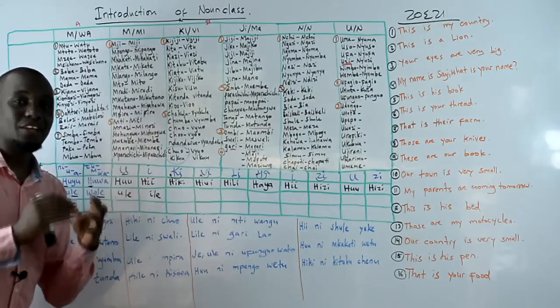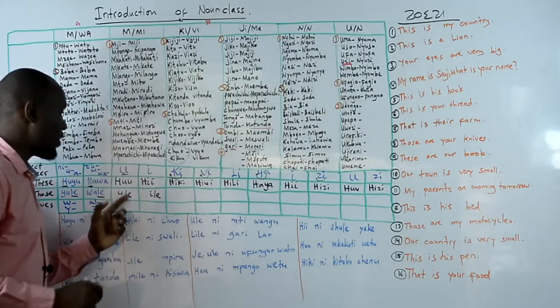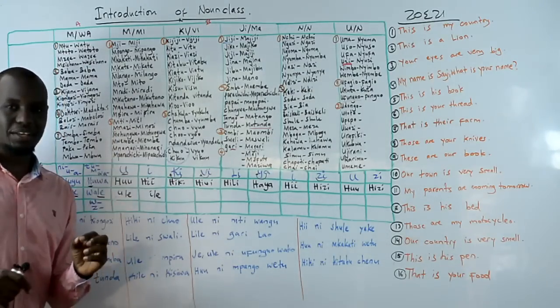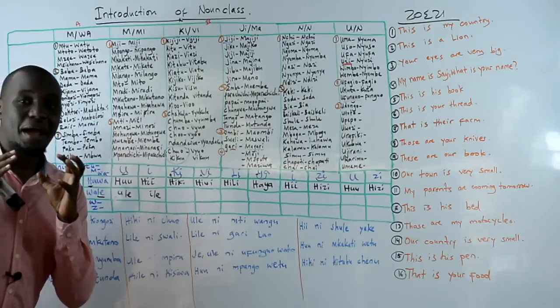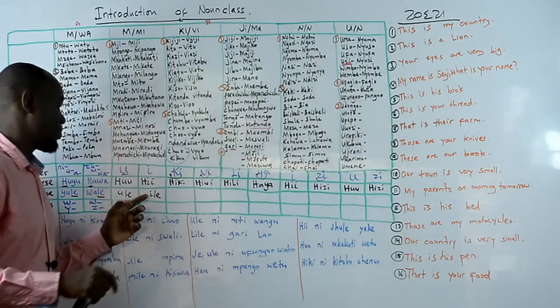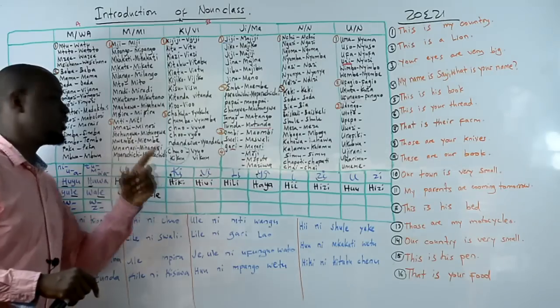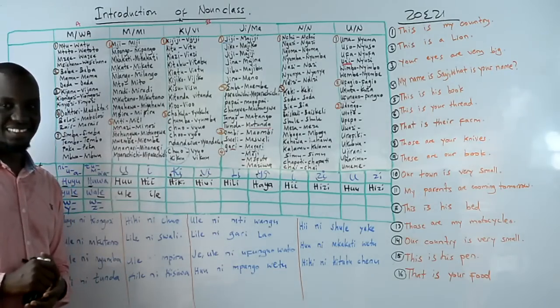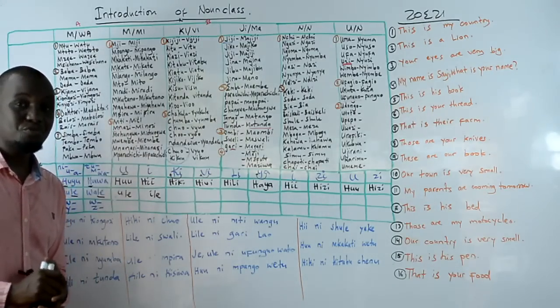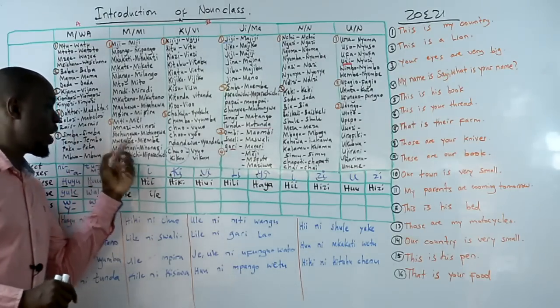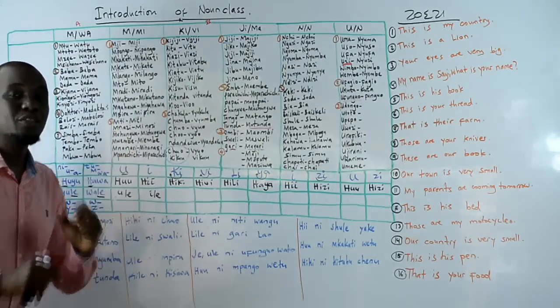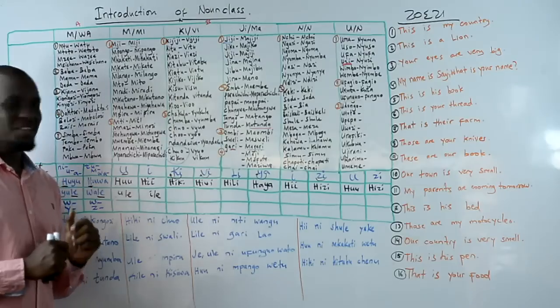That is an orange tree. Ule ni mchungwa. Those are orange trees. Ile ni michungwa. That is the mango tree. Ule ni mwembe. Ile ni miembe. Those are mango trees. You see that?